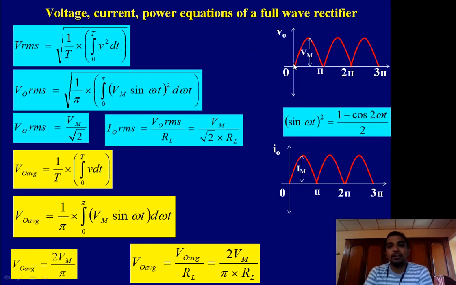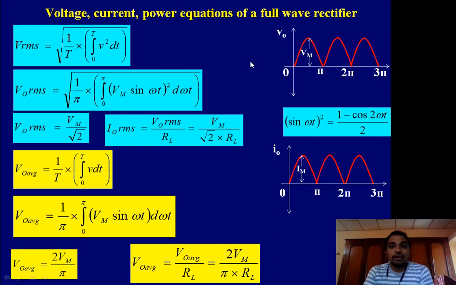It is very simple: root of mean of square values. Suppose this is the waveform: 0 square, 1 square, 2 square, 3 square, 4 square, 5 square up to Vm square. You make all the square values, add them, and take the mean. The mean of square values can be done by using this formula, 1 by T into integral 0 to T of v square dt. So the addition of all square values is done by integration, and the mean by 1 by T.